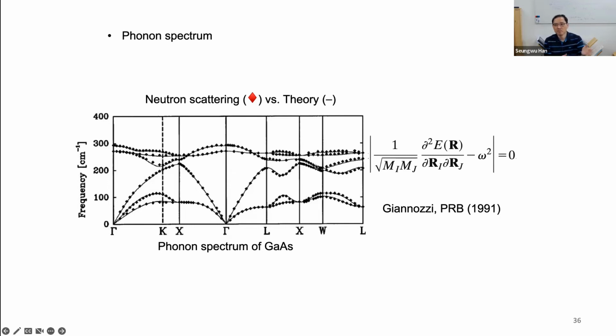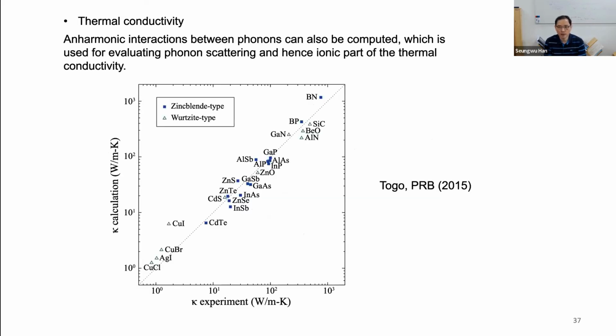But at the same time, you can download the program Quantum Espresso, just install it on your computer, and in maybe half a day, it will give you the phonon spectrum of this line, which is almost indistinguishable from the experiment. So highly precise. And also you can calculate the thermal conductivity.